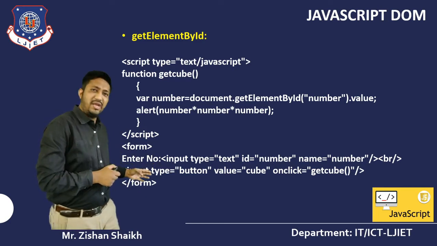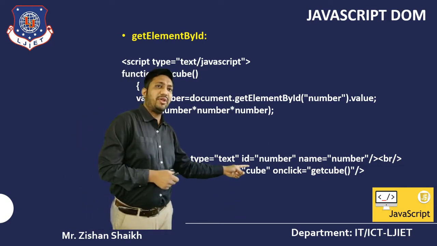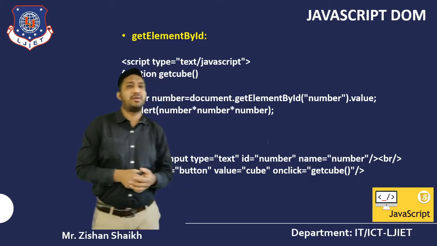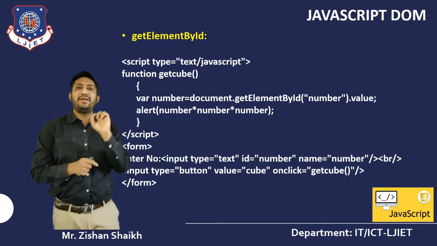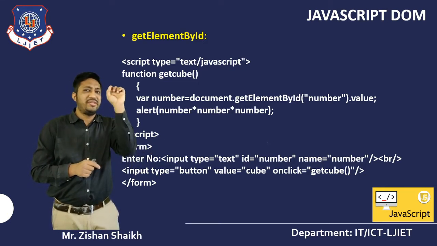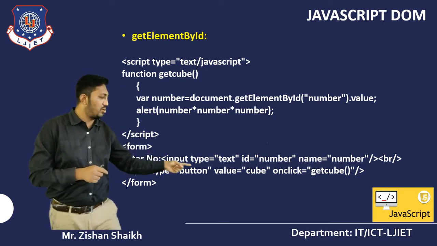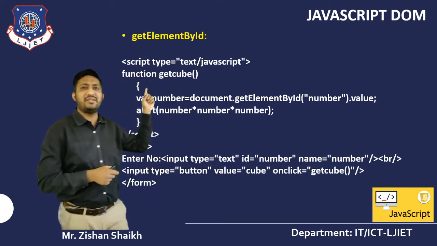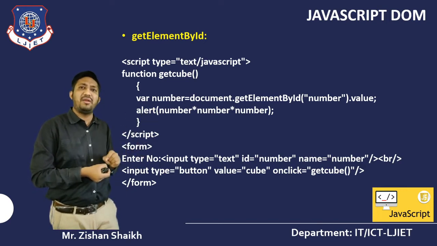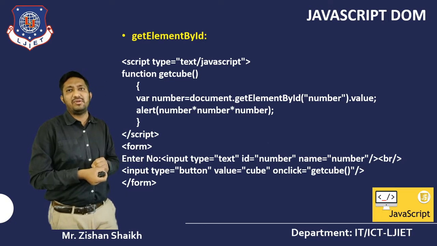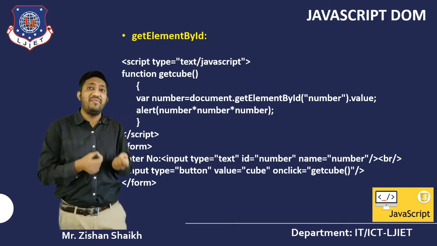Now I am taking one button here, input type button, value cube, and on the click event I am putting one function named getCube. So what happened here? The user sees in the browser "Enter number", then a text field and a button. When the user presses the button, the cube method will be called, getCube. How does the script know from which text field I am taking the values? Suppose in your program you have more than one text field, then how can we differentiate that?